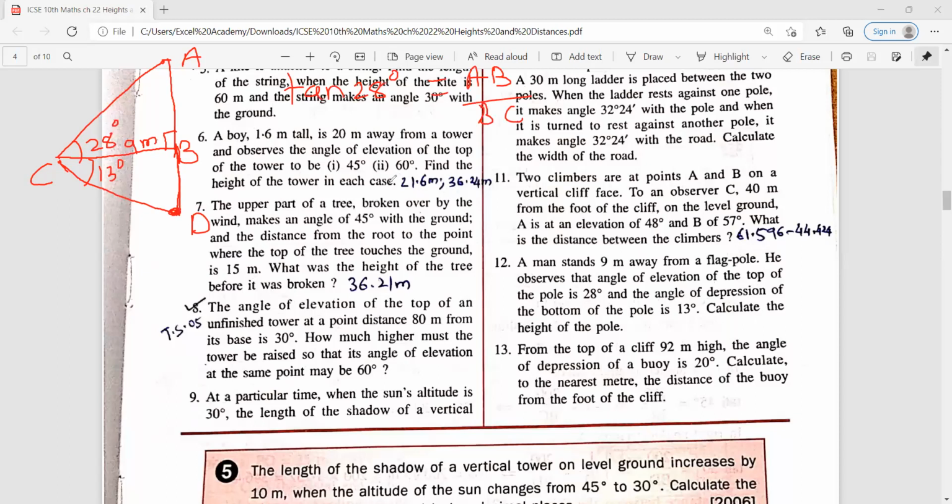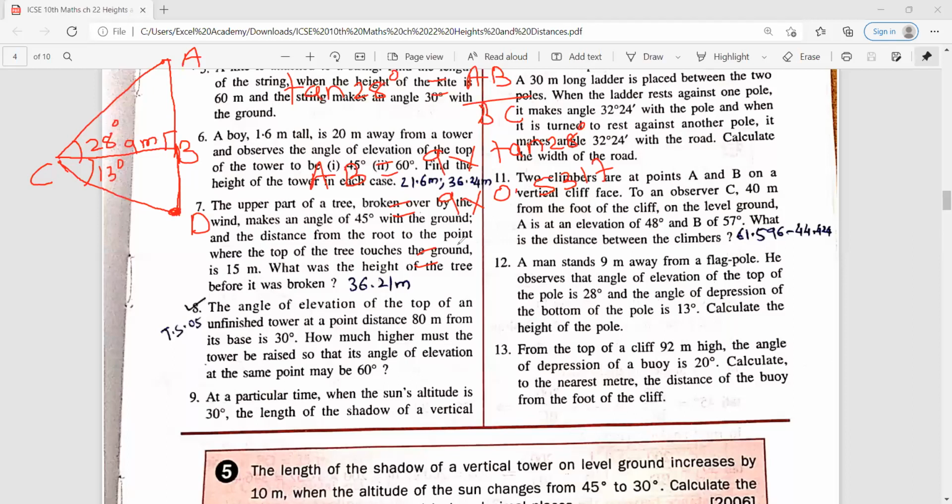So find tan 28. AB will be 9 into tan 28. Okay, find tan 28 from the table. So 9 into 0.5317. Okay, do the calculations. 9 into 0.5317, you will get AB: 4.7853 meter. Okay, keep it as it is.